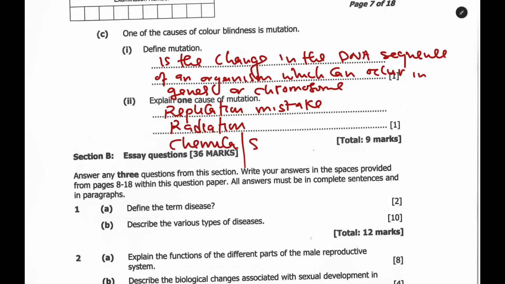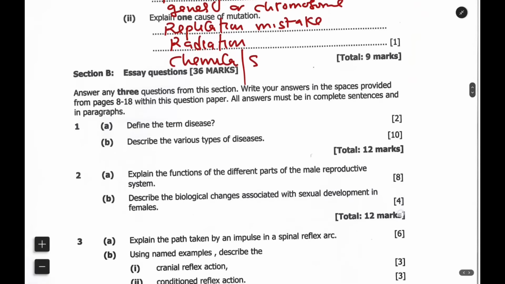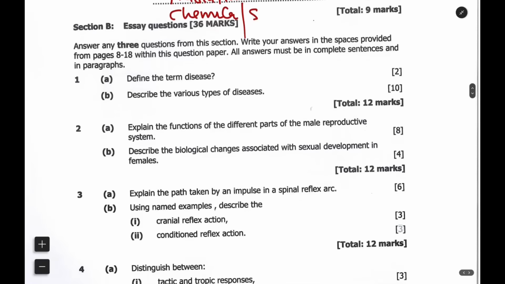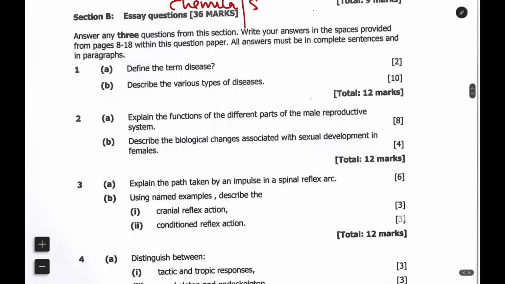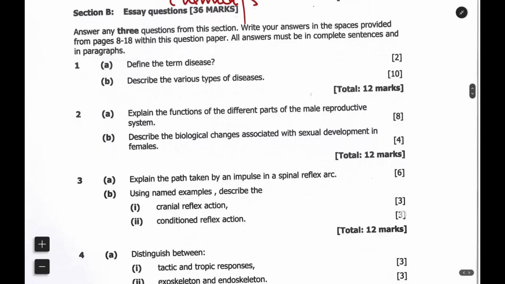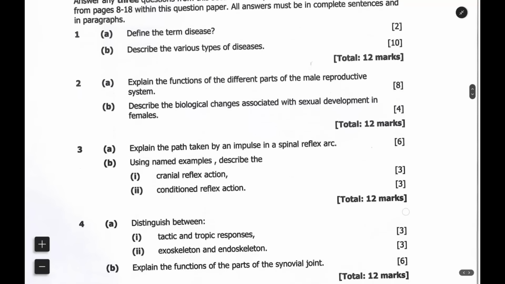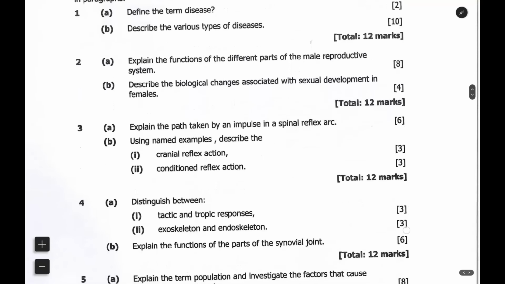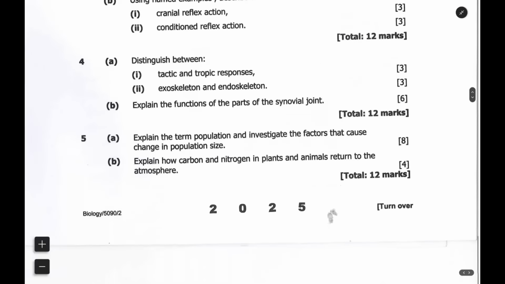Otherwise we can end here, and let me just show you the next part that we are going to do. We are going to do the essay questions, and these are the questions that came. You can answer them in advance as you await that particular part.